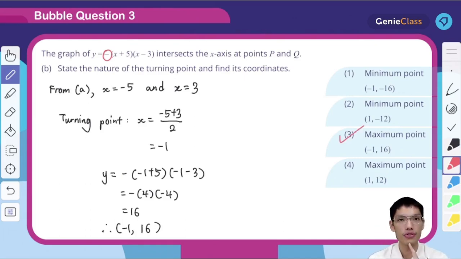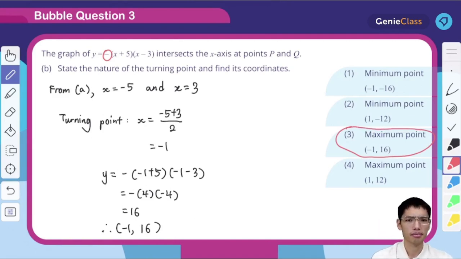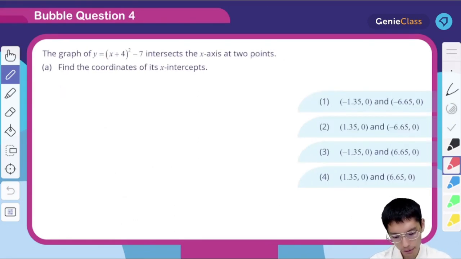Because my coefficient, sorry, what am I talking about? My coefficient is less than 0. So therefore, this is my maximum point over here. Alright, maximum point. Doing good, doing good. Next one over here. Next question. Bubble question number 4.